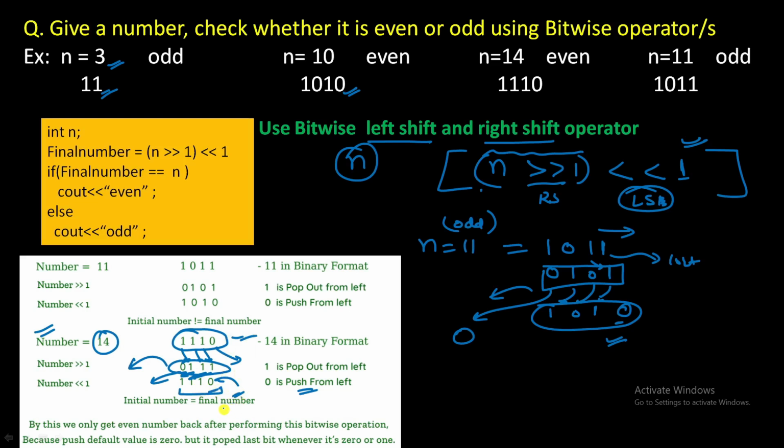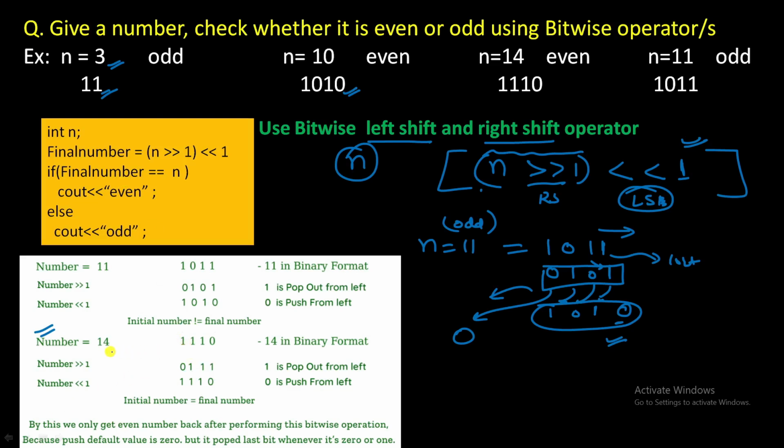So basically this is the observation. For an even number, my initial number and the final number will be the same. But in case of an odd number, my initial number and the final number will be different. They can be incremented by 1, they can be decremented by 1, there can be a difference of 1 or 2, anything, but they will not be the same. This is the simple observation. Now what is the idea behind this, how is it working? That is the main thing.